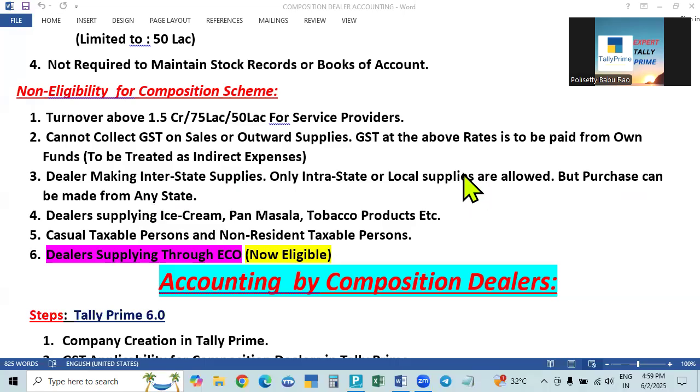That means only intrastate, local sales are allowed. Interstate sales are not allowed. If a person makes interstate sales, that person is not eligible.